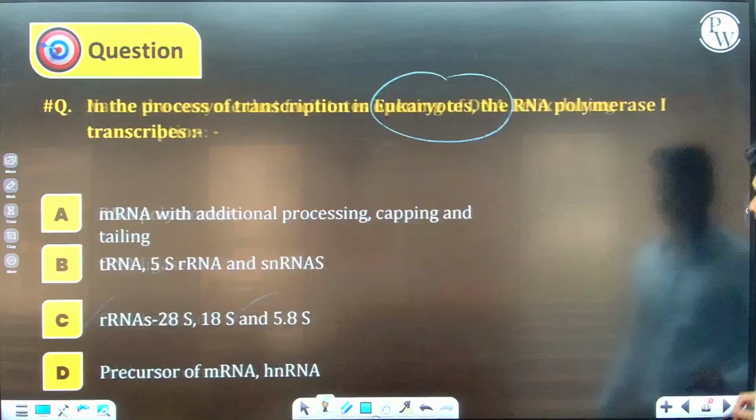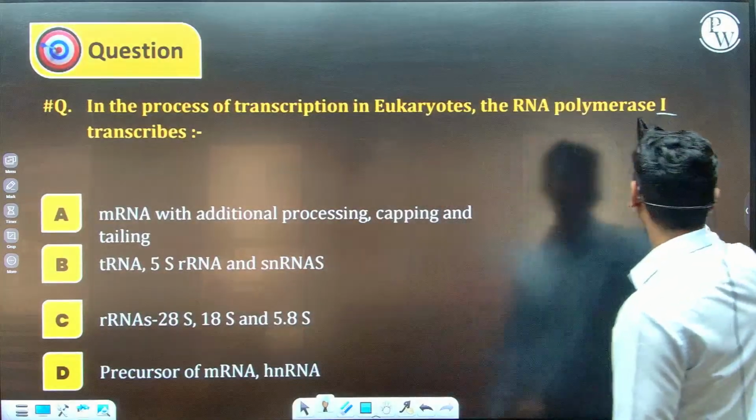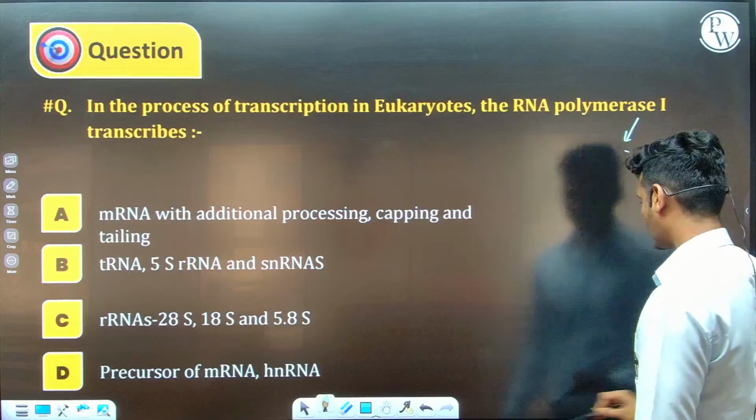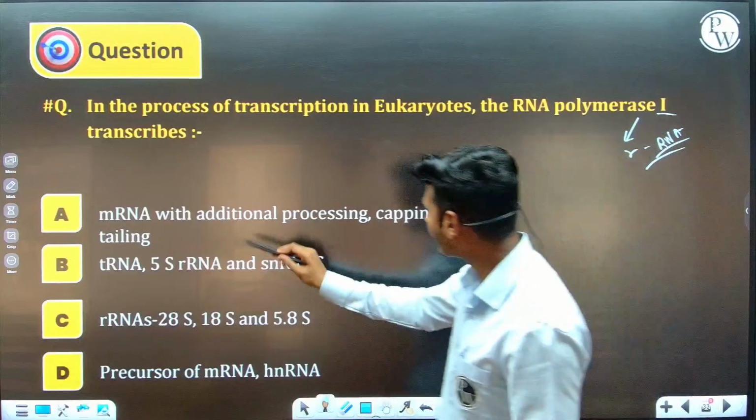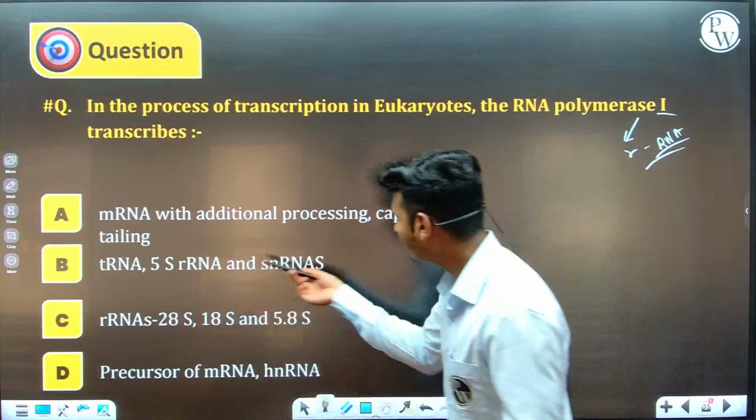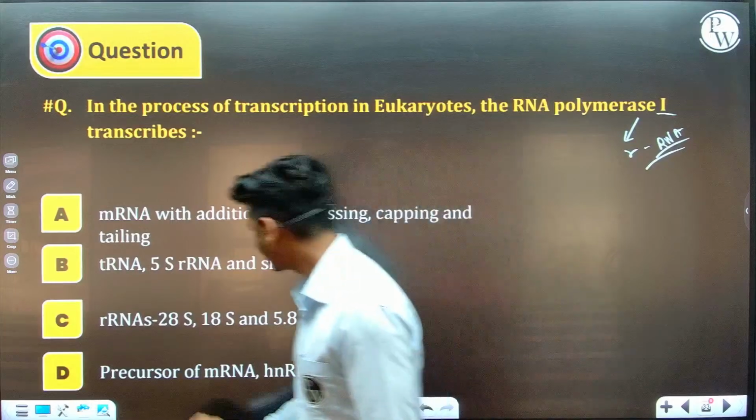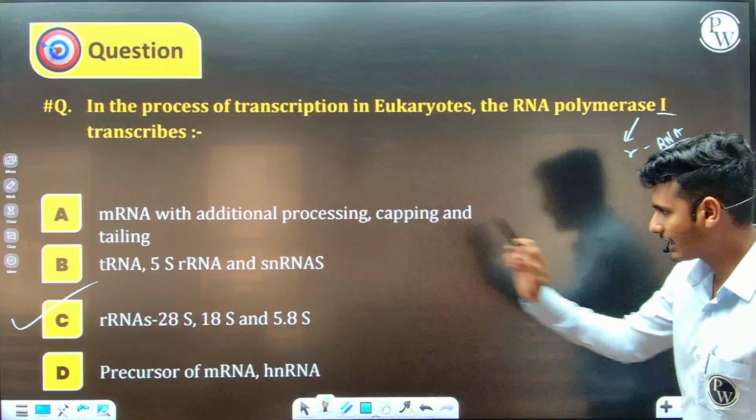Now they are asking us about RNA polymerase 1, so I think rRNA is the correct answer. Any option? mRNA with additional processing? No. tRNA? No. rRNA with 28S, 18S and 5.8S? Yes. Precursor of mRNA? No. C is the correct answer, rRNA.